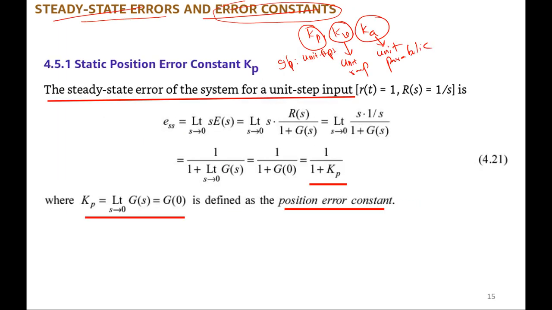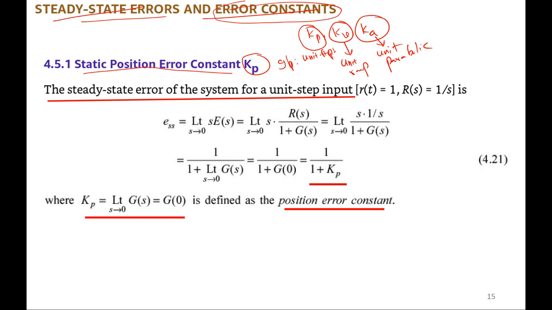Okay, we will study first the static position error constant, Kp. P stands for position, position error. K is for constant. So position error constant, Kp. Got it? Static means we are assuming the system to be at rest, assuming initial conditions to be 0. Hence we call it a static position error constant.